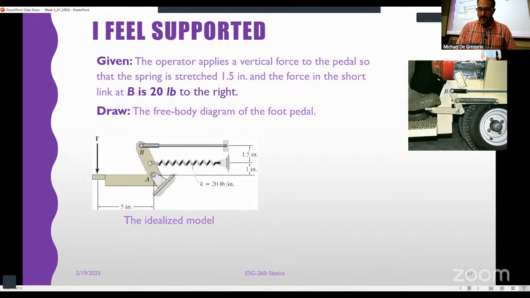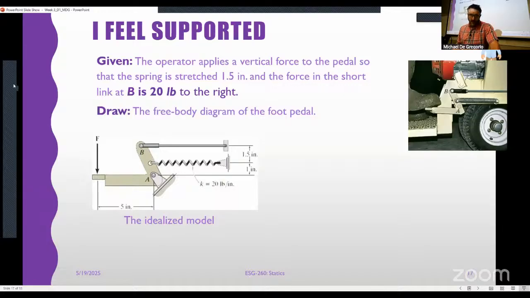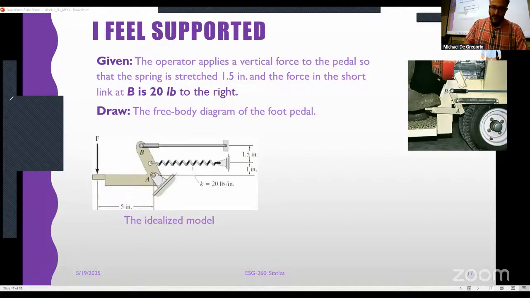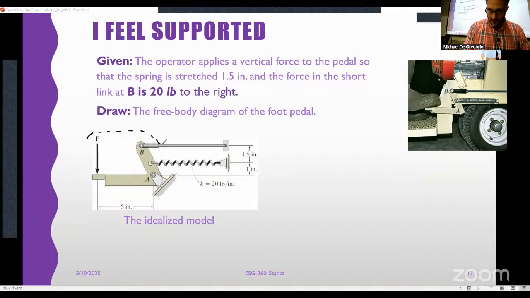Here's our idealized model, right? That's great. Looking at this, what forces, where am I cutting it, right? That's a good question to ask. Well, we want to find the force in the spring and the reactions, right? So we're going to cut it like that. And we're going to remove that support.